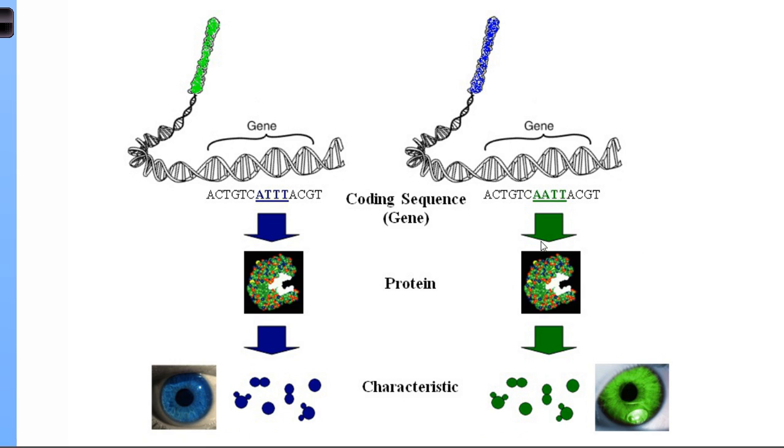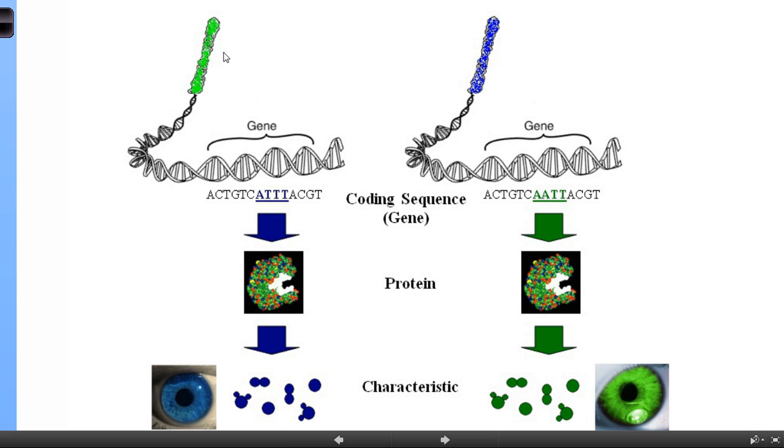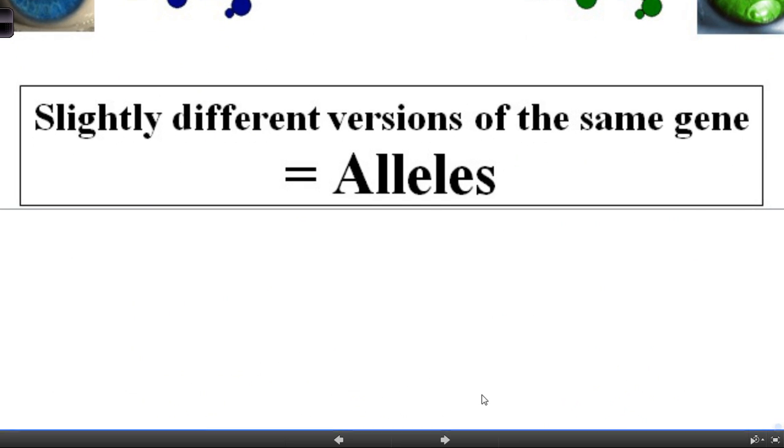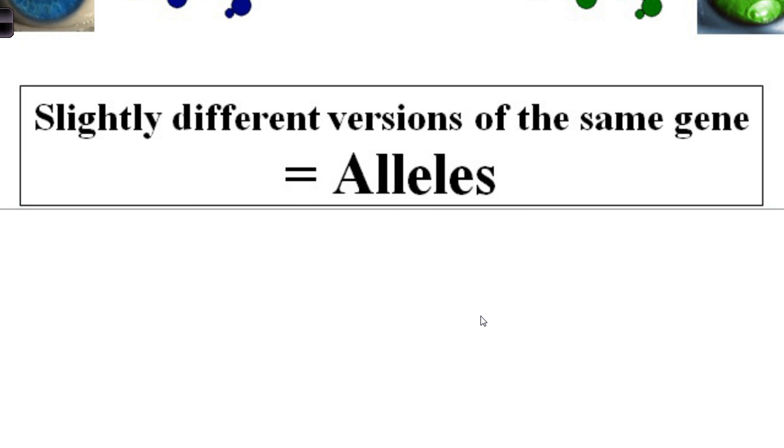So, guys, we have genes on our homologous chromosomes in the same places, genes for the same thing, but we might have a slightly different version of those genes. So these slightly different versions of the same gene are called alleles. So when you see the word allele, I literally want you to replace that word in your head with a version of a gene.